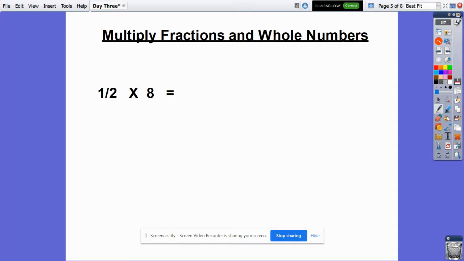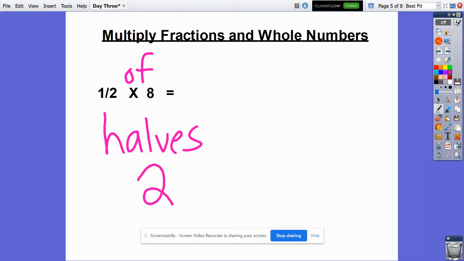In the previous video, we looked at how to multiply a fraction times a whole number. If I were to look at the problem 1/2 times 8, then I would think of the times sign as the word "of": 1/2 of 8. If I were to split 8 into halves, how many pieces would I need? I would need 2 pieces. So I would draw 2 circles and split up my 8.